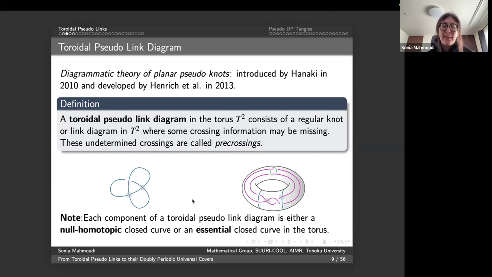And here we want to highlight that the main difference, of course, between a knot diagram in the plane and in the torus will be that we will get two types of curve component, either nullhomotopic or essential. And I want to point that out here because this will be a consideration we will use later on.